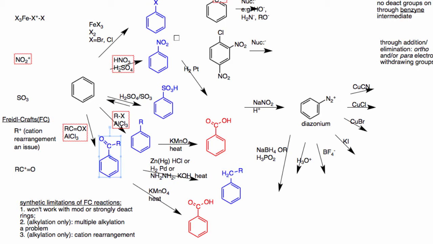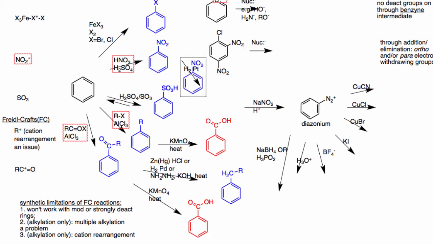On the other hand, we have no direct way of making carboxylic acids, benzoic acids, but we do have an indirect way by either doing alkylation or acylation and then oxidizing. Another functional group we don't have direct access to is aniline, an NH2 group on the benzene ring.